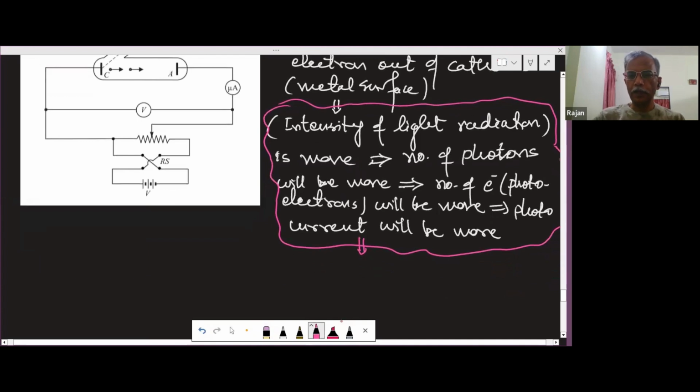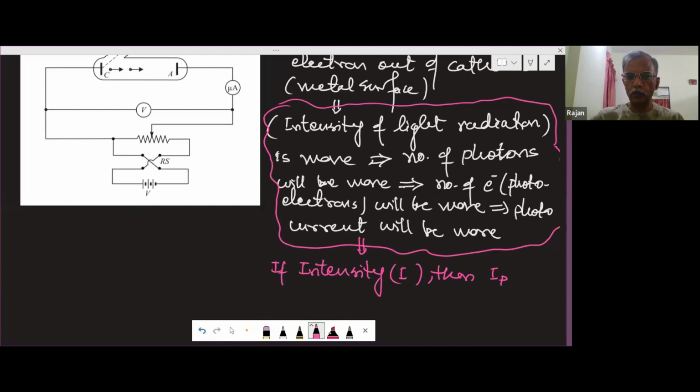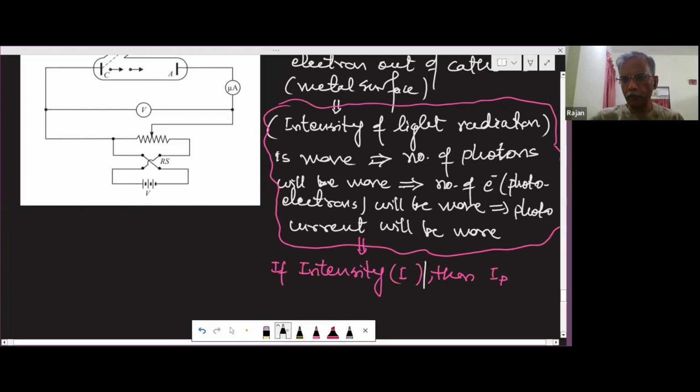So intensity, we'll write that if intensity is denoted by I, right? So if I is more, then we'll say that photocurrent is more. Here we write IP. Got it? Because I and I we cannot write. I symbolically put the sign here: if this fellow is more, this fellow also will be more, and vice versa.